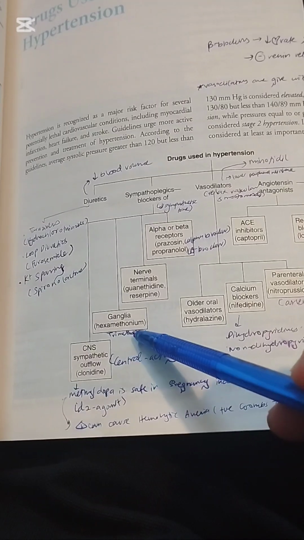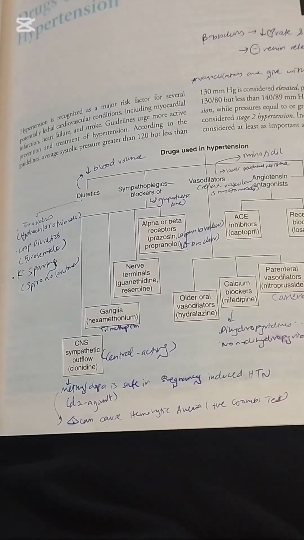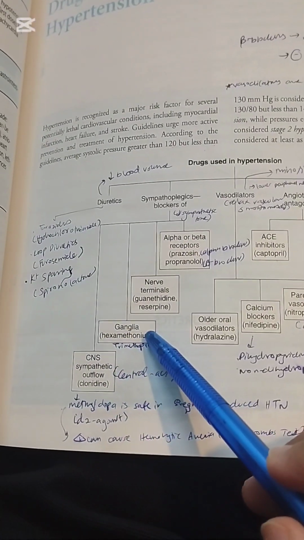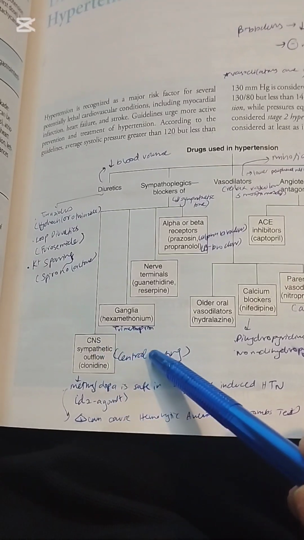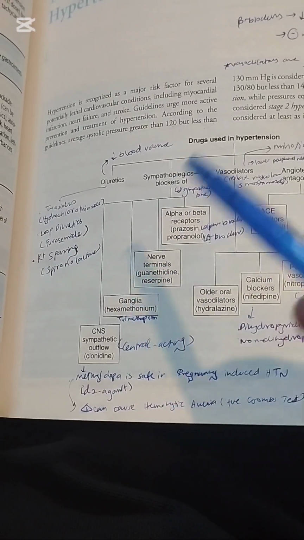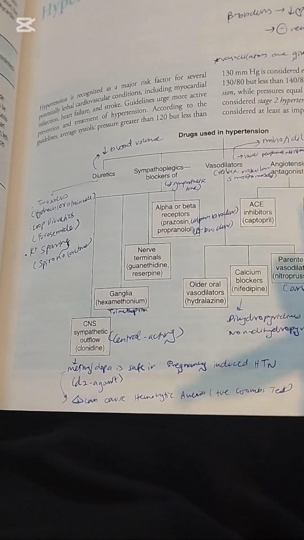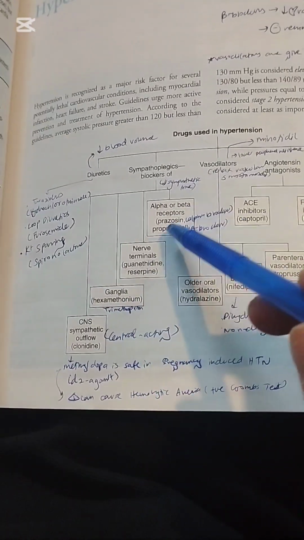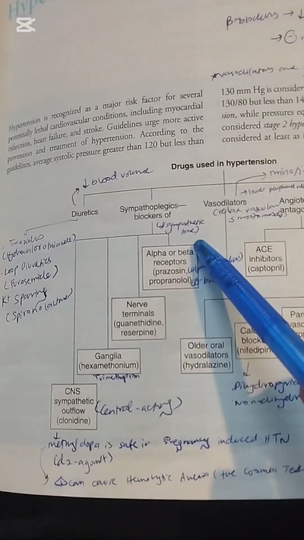For the ganglia drugs, remember hexamethonium as well as trimethaphan. They are also used in controlling CNS diseases like Rett syndrome. And for the nerve terminal drugs like guanethidine, please remember that they can cause seizures, so they were contraindicated in the past. They were discontinued. Then we have alpha or beta blockers. They will reduce the sympathetic tone.